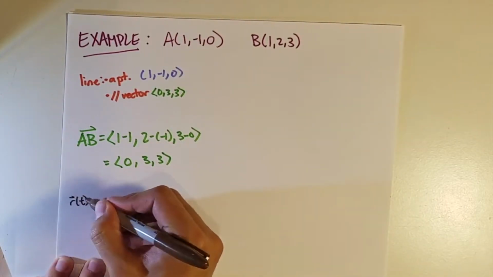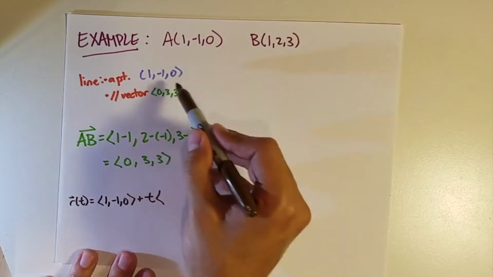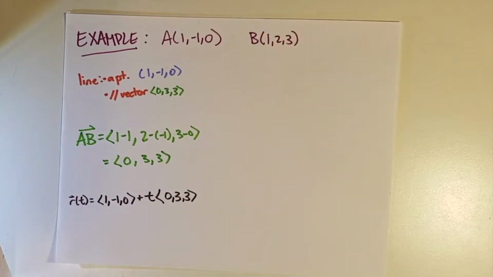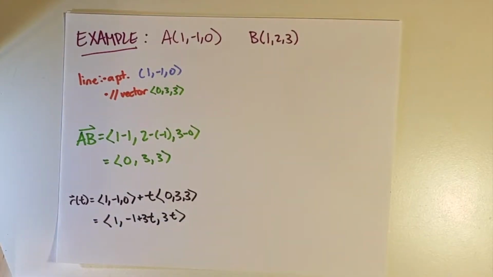Now that we have our two puzzle pieces, we can make our equation, and we end up getting r of t equals <1, -1 + 3t, 3t>. And with this, we are done.